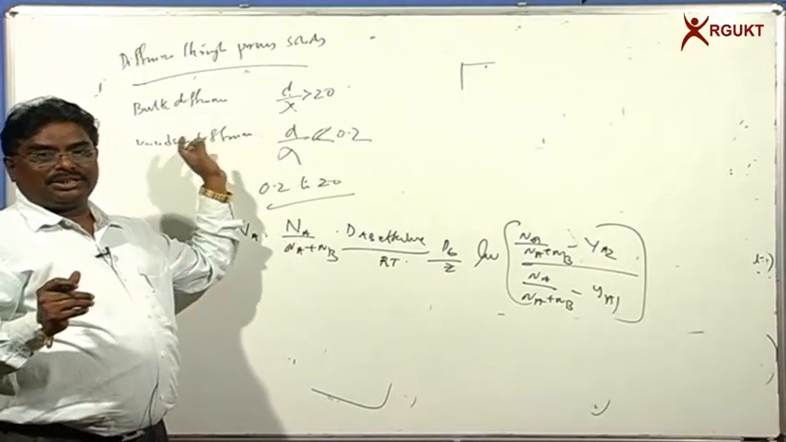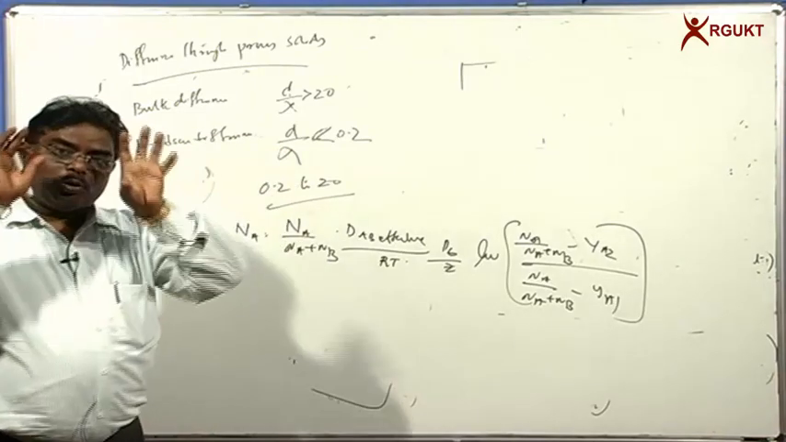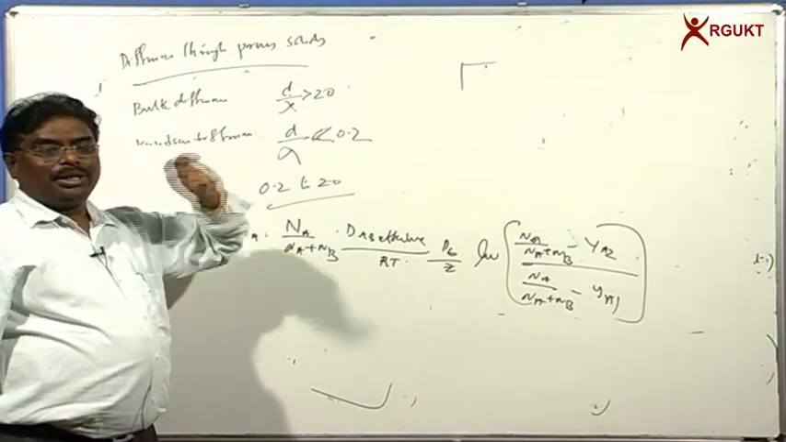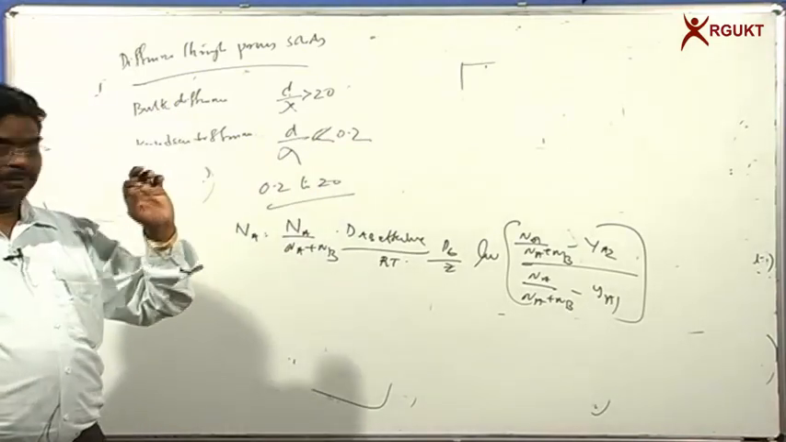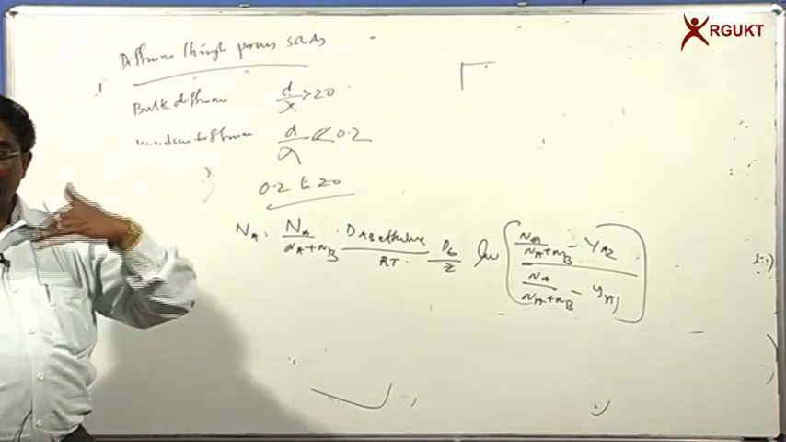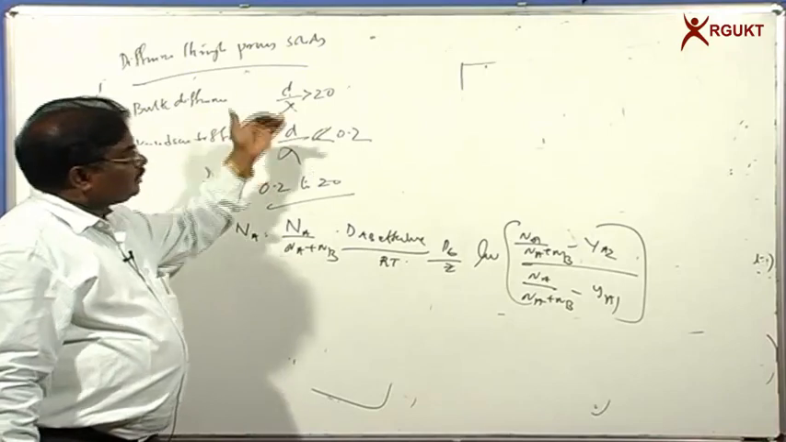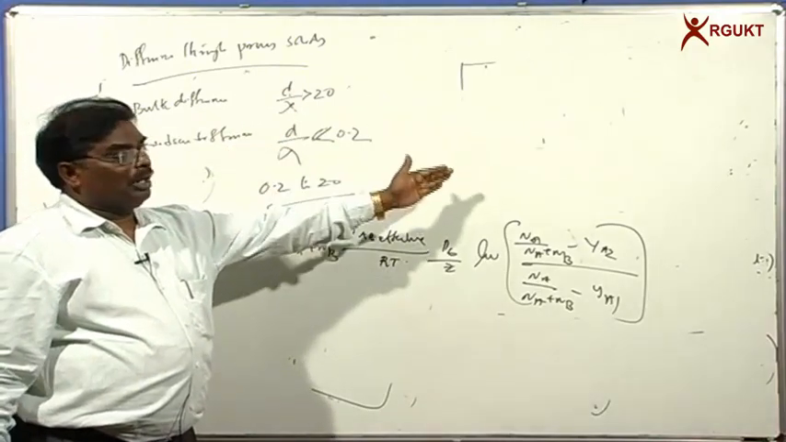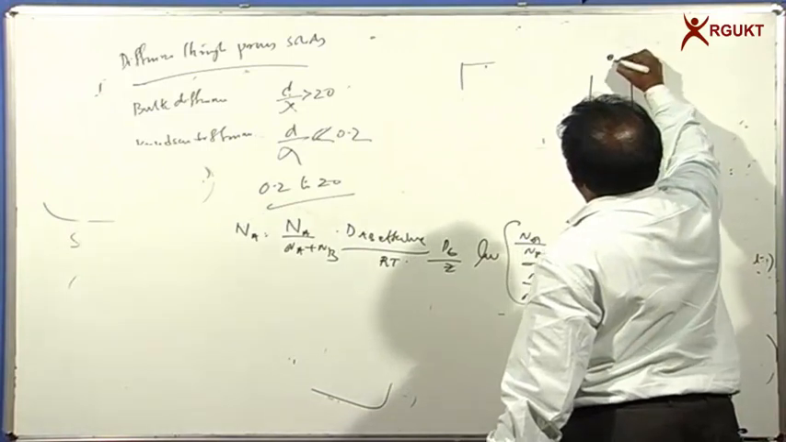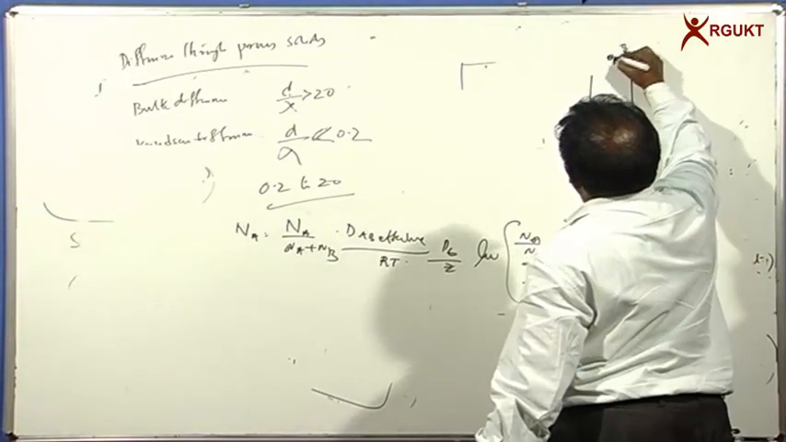But in the case of Knudsen diffusion, this mean free path is so high compared to the pore diameter, where d by lambda is less than 0.2, your bulk diffusion is not going to take place, and that means there will not be any molecular collisions. There will be collision between the molecules and the pore wall. And this is the pore, this is the molecule. Now there will not be any collision between the two molecules.